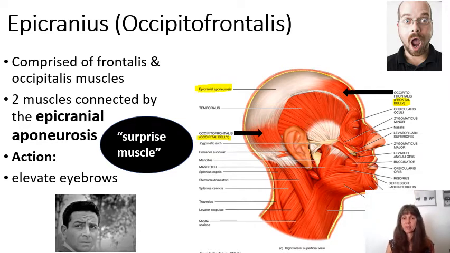Remember the prefix epi means above, cranial, above the cranium, aponeurosis. The epicranial aponeurosis is a flat band of dense regular connective tissue connecting these two muscle bellies together. The action is to elevate the eyebrows. This is sometimes referred to as the surprise muscle.